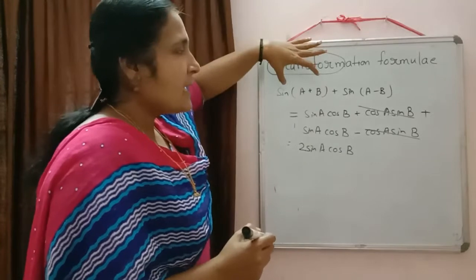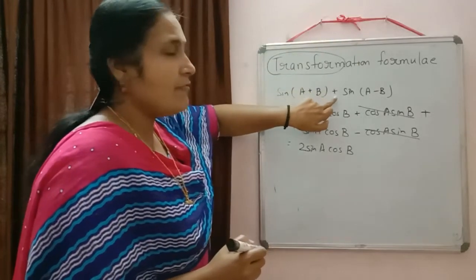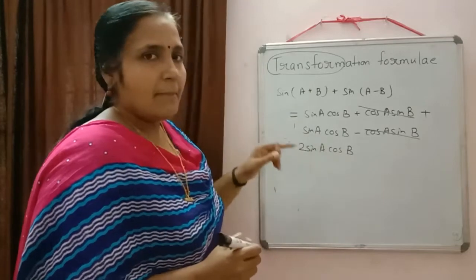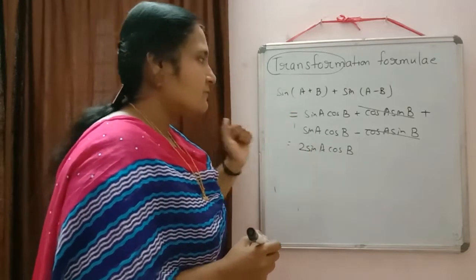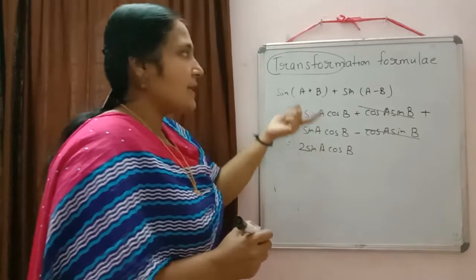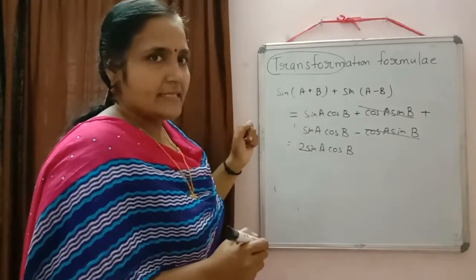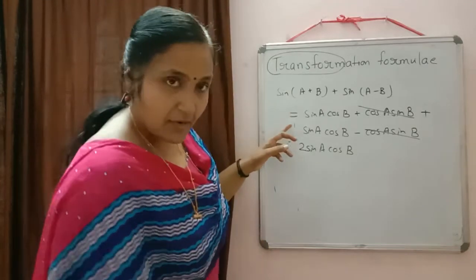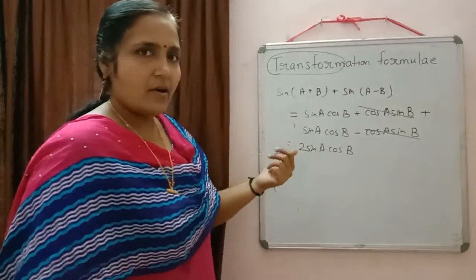You can check, the left hand side is in the form of addition, but the right hand side we are getting in the form of multiplication. So by this formula we can convert multiplication into addition. Next we did the subtraction there.